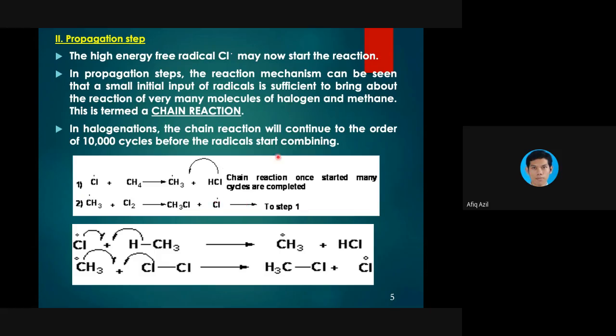So this is what we call the chain reaction step, because it happens again and again. In halogenation, the chain reaction will continue to the order of 10,000 cycles before the radicals start combining. This is the same as this one, but with the movement of electrons being shown. So here you have a half arrow, and this one also has a half arrow.